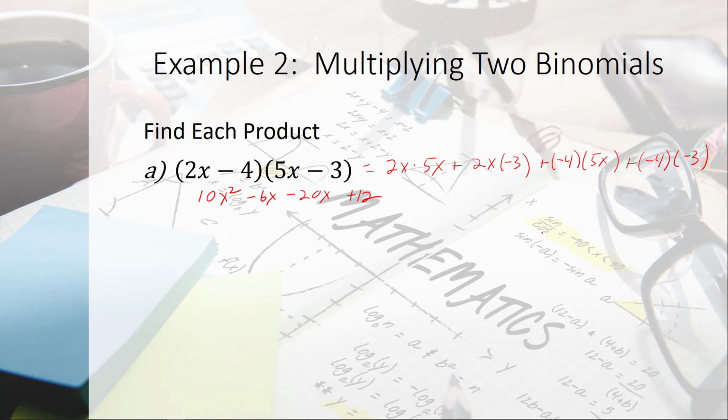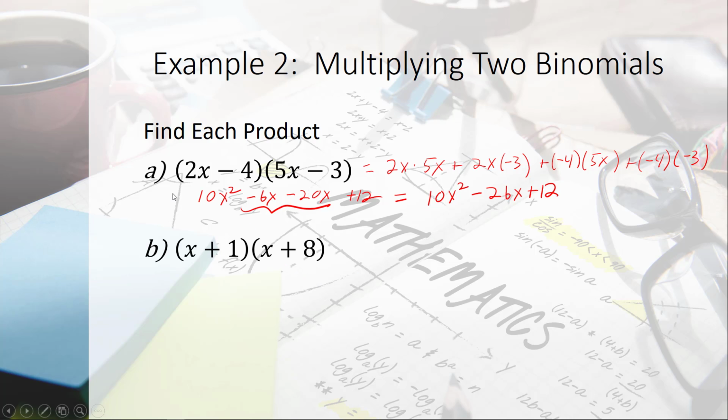Now the question is here, are we done? And the answer is no, we are not. Because look, we have like terms here. Okay, so we need to simplify this by combining like terms. And we remember a polynomial is not simplified until you have no more like terms. So here we have 10x squared minus 26x plus 12. And that is the product of those two binomials.